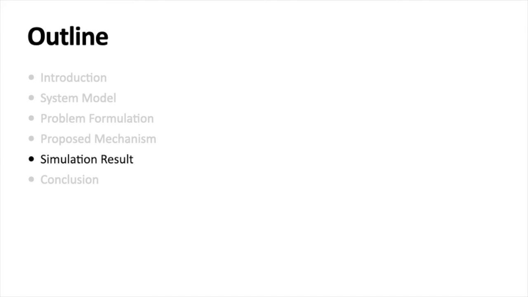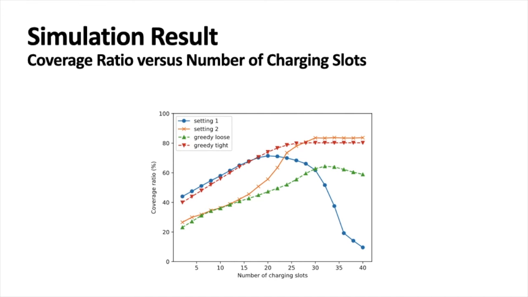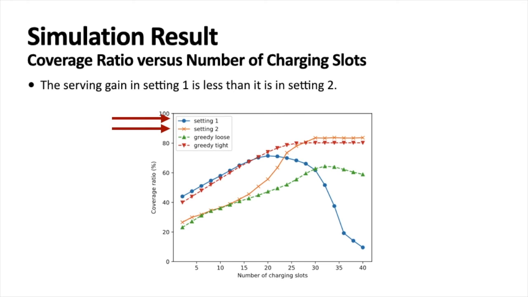In the following, we will refer to the simulation results. Here, we change the number of charging slots and see how the coverage ratio responds. Be aware that there are two settings regarding our algorithm, 1 and 2. The difference is that the serving game in 1 is less than the serving game in 2. So the simple idea is that the UAVs in setting 2 prefer serving, while in setting 1 they prefer charging. Just bear this in mind as we move on.